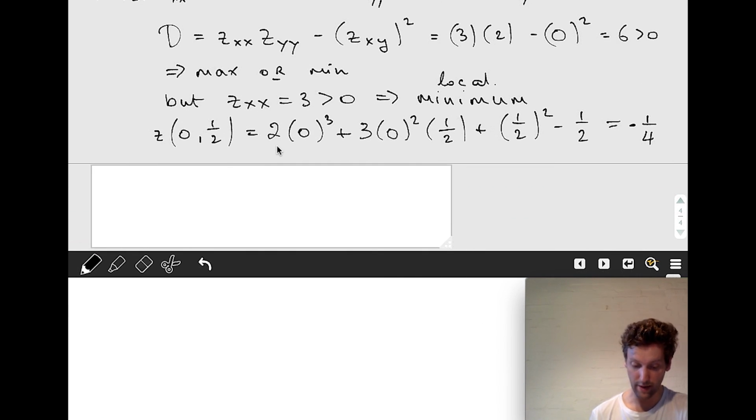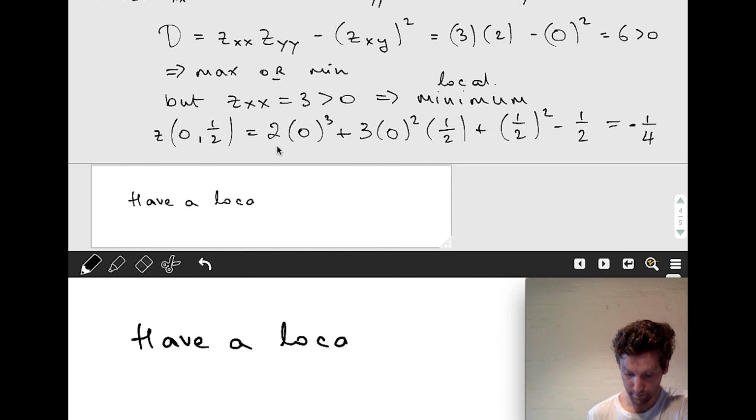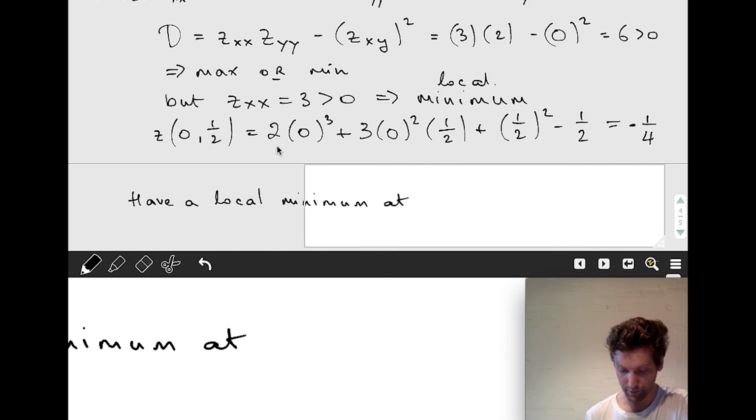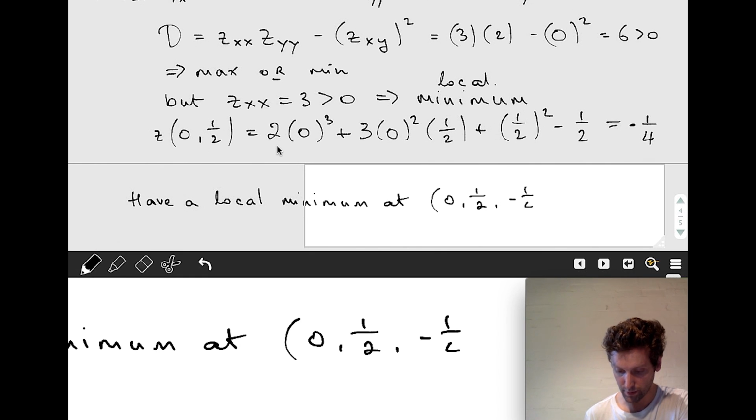So in other words, we have a local minimum at x equals 0, y equals a half, and z equals minus a quarter.